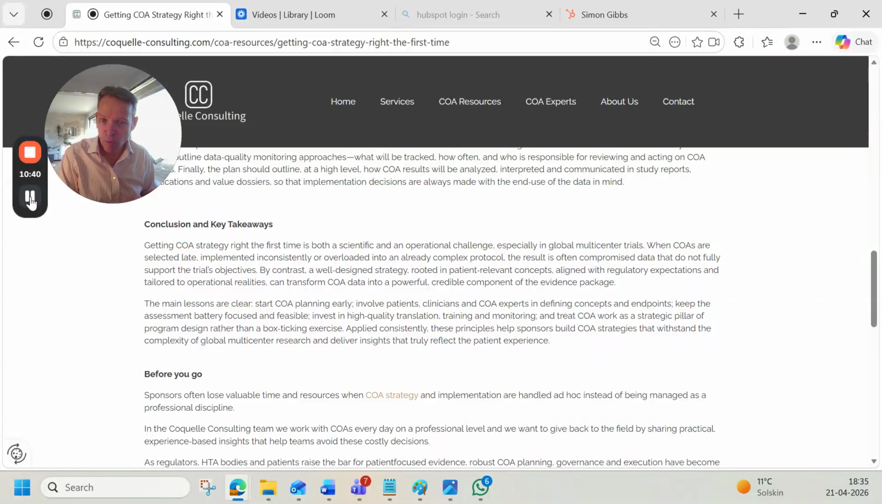Invest in high-quality translation, training, and monitoring, and treat COA work as a strategic pillar of program design rather than a box-ticking exercise. Applied consistently, these principles help sponsors build COA strategies that withstand the complexity of global multicenter research and deliver insights that truly reflect the patient experience.